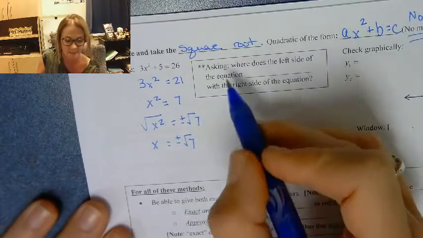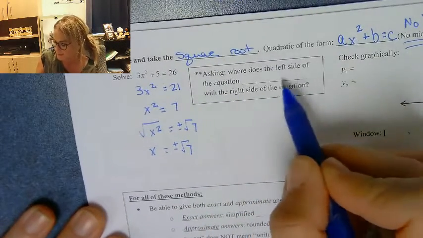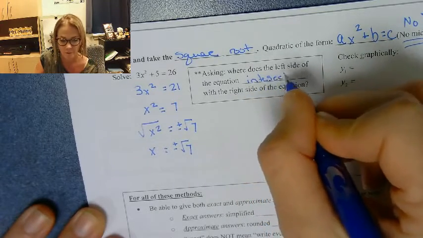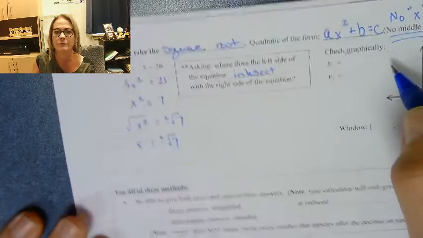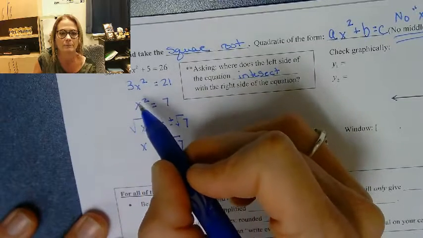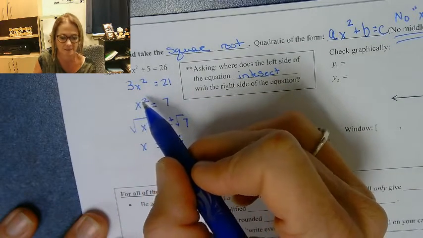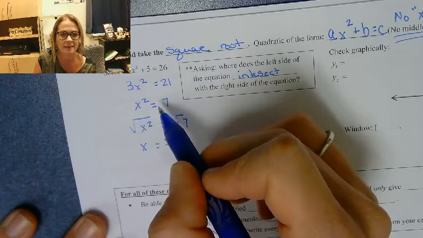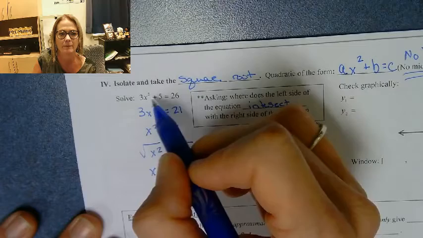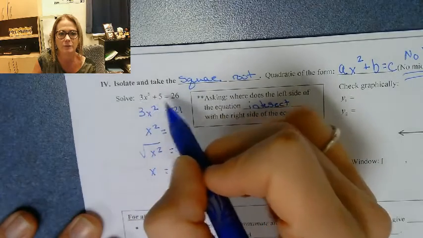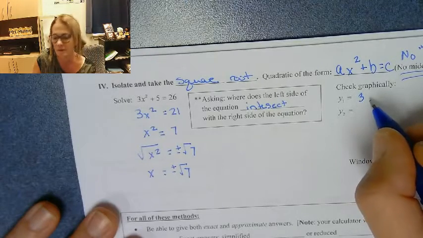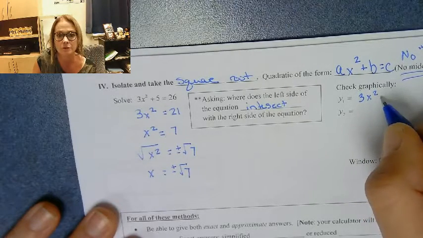All right, and so this is basically just asking, where does the left side of the equation intersect with the right? So if you were to graph it using the intersection method, you could either graph this parabola x squared minus 7 equals 0, or you could graph the two functions. You could graph this parabola that's been shifted up 5 with a bit of a vertical stretch. Where does that equal 26? So either way, we'll just do the intersection method because that's where these notes are taking us.